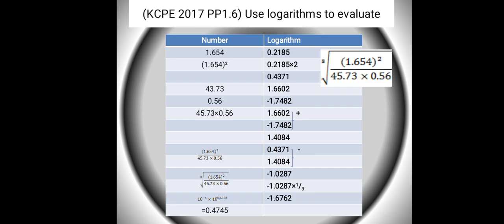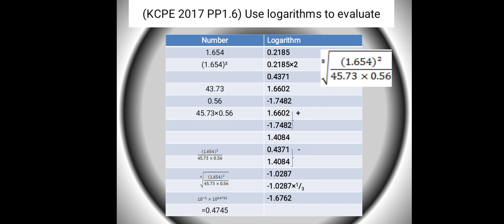Use logarithms to evaluate the cube root of 1.654 squared all over 45.73 multiplied by 0.56. Now the logarithm of 1.654 is 0.2185. The logarithm of 1.654 squared is 0.4371.